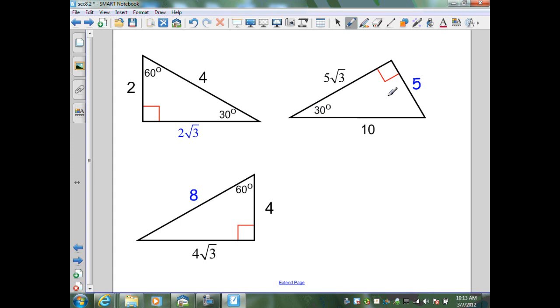My shortest leg is 5. And the hypotenuse is 10. And the longest leg is 5 square roots of 3. Here, my shortest leg is 4. My hypotenuse is 8, and my longest leg is 4 square roots of 3. Again, some common thread being formulated through a 30, 60, 90 triangle.